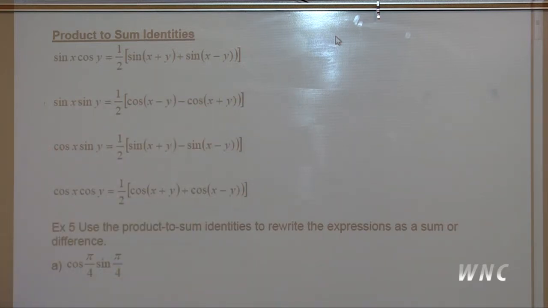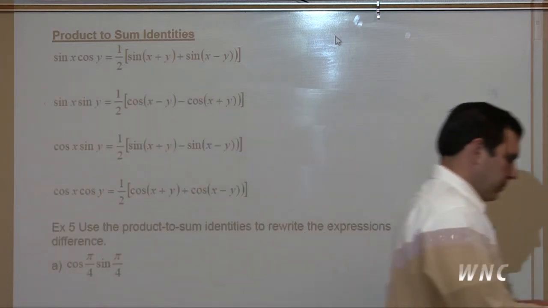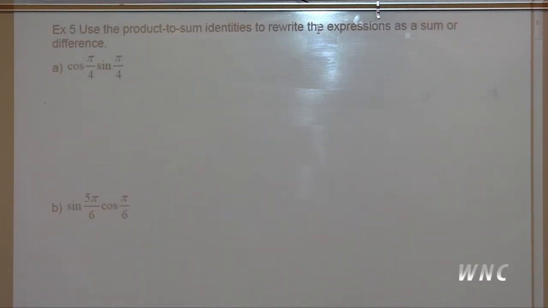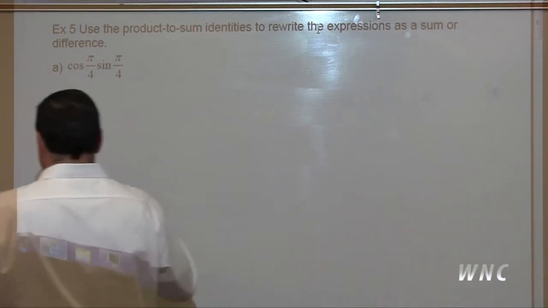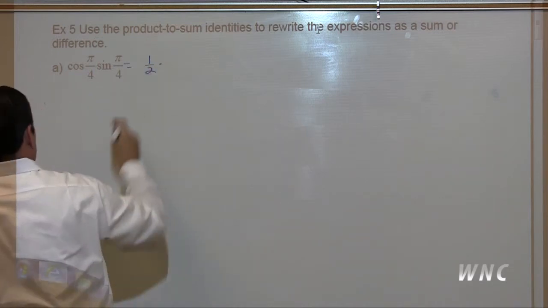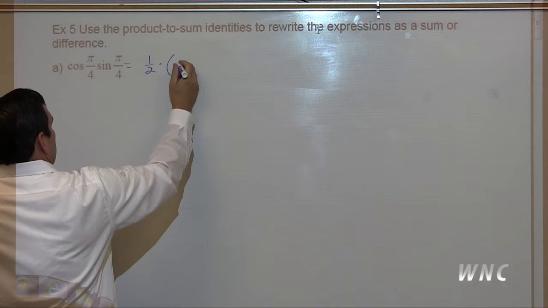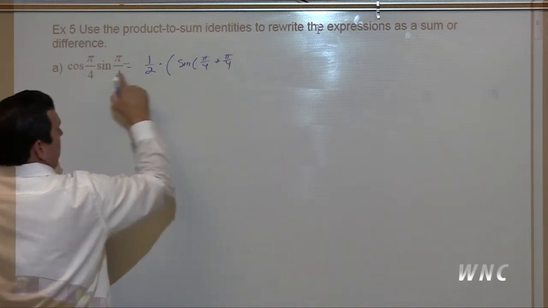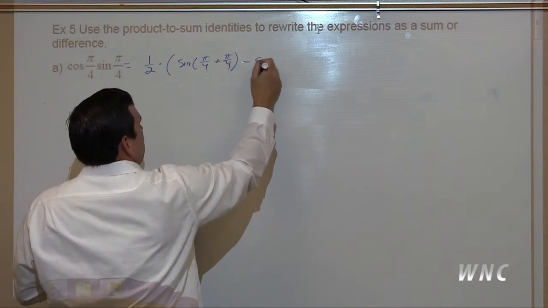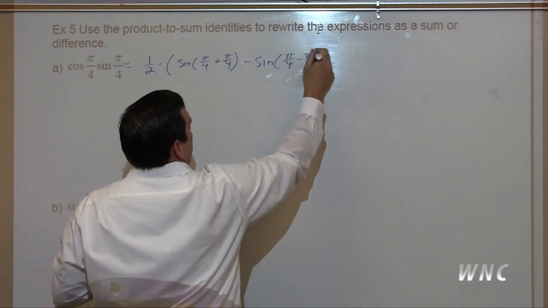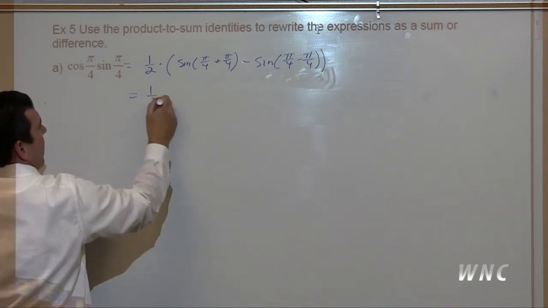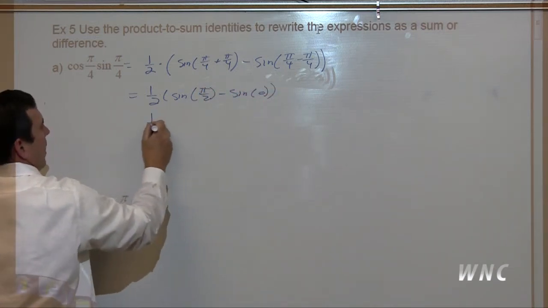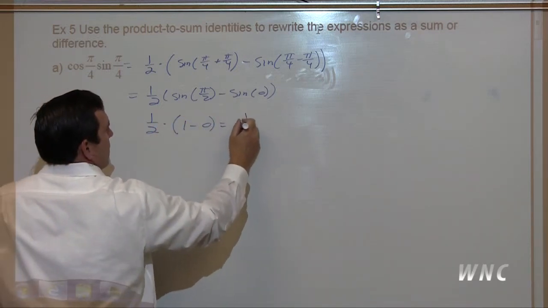Okay, use the product to sum identities to rewrite the expression as a sum or a difference. Okay, so we're looking at 1/2, always have a 1/2 out front, times sine of pi over 4 plus pi over 4 from here, minus sine of pi over 4 minus pi over 4. That's 1/2 times sine of pi over 2 minus sine of 0. So 1/2 times 1 minus 0, which is 1/2.